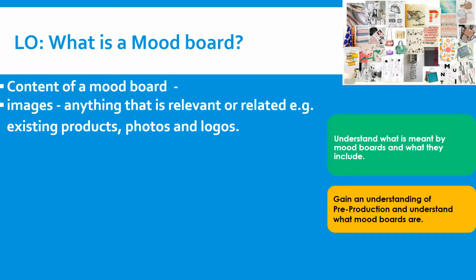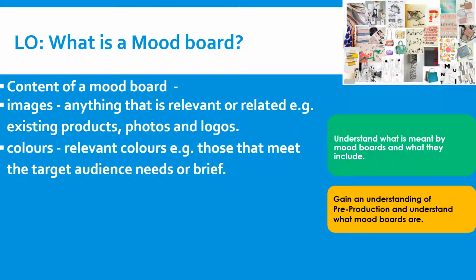Content of a mood board. Images are a massive thing in mood boards, and by images we mean anything that is relevant or related to existing products, photos, and or logos. So, if you were asked to make a poster for Saving the Planet, you might get content that's relevant to Saving the Planet, e.g., some photos or some posters or logo that's related to Saving the Planet.